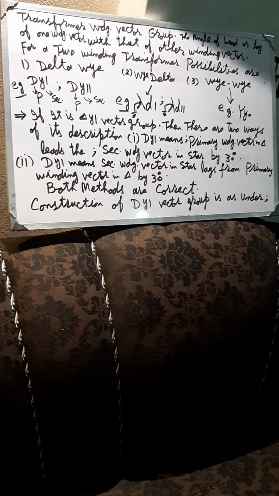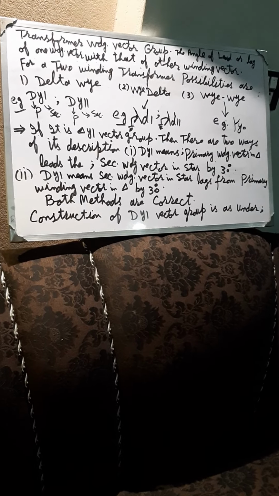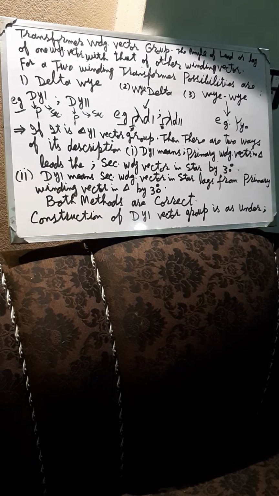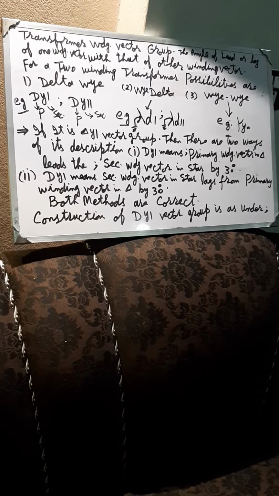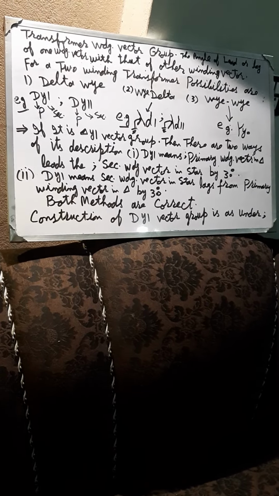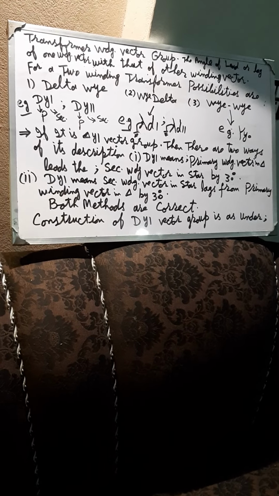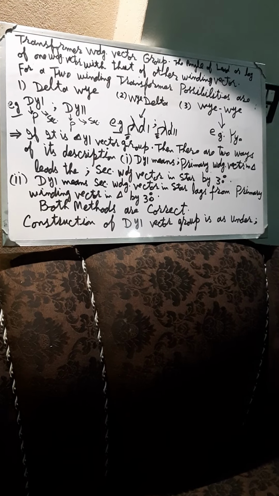Dy vector group means that the primary winding, or in general the HV winding, is in delta, and y means that the secondary winding, or here the LV winding, is in star. The second option is the Yd vector group. Yd means the HV winding, or primary winding, is in star and the secondary winding is in delta. And the third option is the Yy vector group.